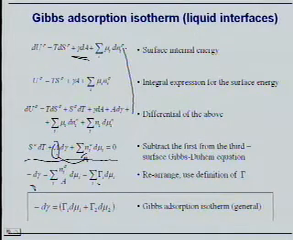And simplifying this, let's think of a very simple system, water and surfactant and water vapor above the interface. We arrive at this equation which tells us that the differential of the interfacial tension is going to be equal to the adsorption of the first component, which is water, times the differential of its chemical potential, and the adsorption of the second component times the differential of its chemical potential.